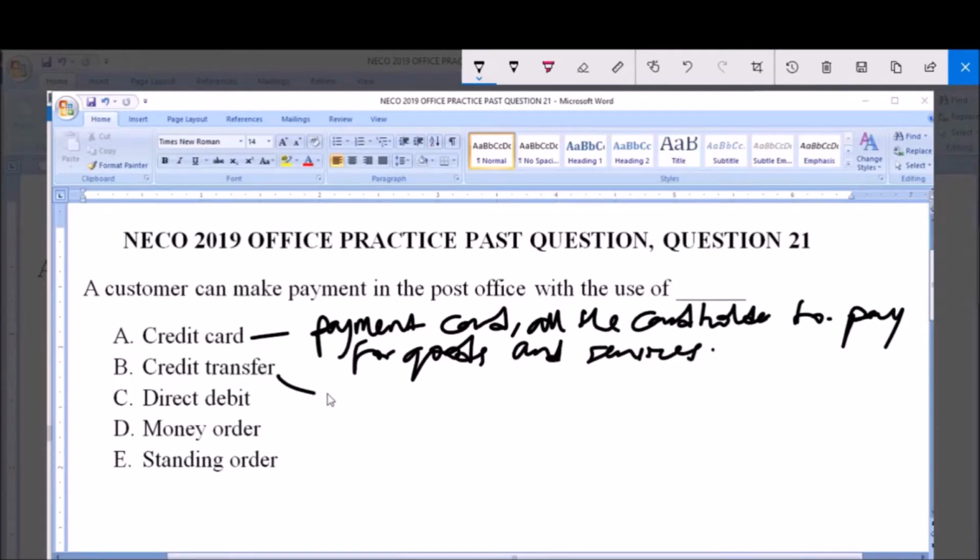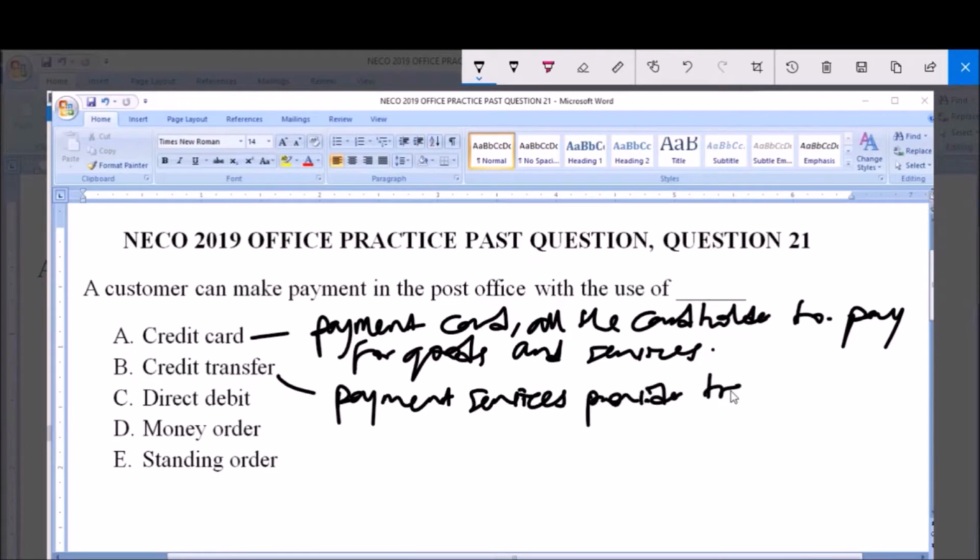Then B here says credit transfer. Now credit transfer is a payment transaction by which a payment services provider transfers funds to a payee's account against a payer's order, and the payer and the payee can be the same person. That is, in terms of credit transfer, it is a kind of payment transaction whereby a payment services provider transfers funds. Now, a payment services provider can be your bank.